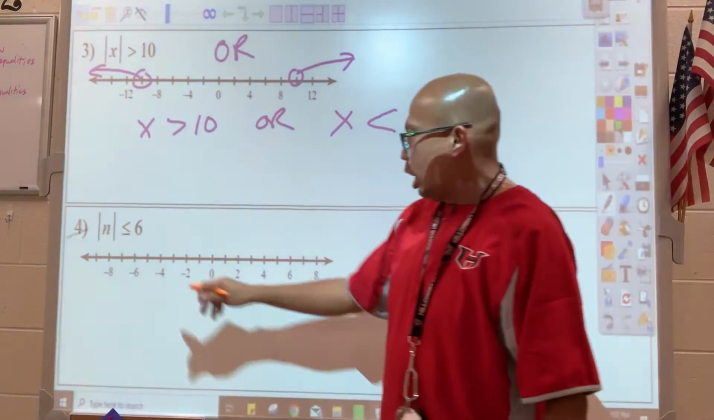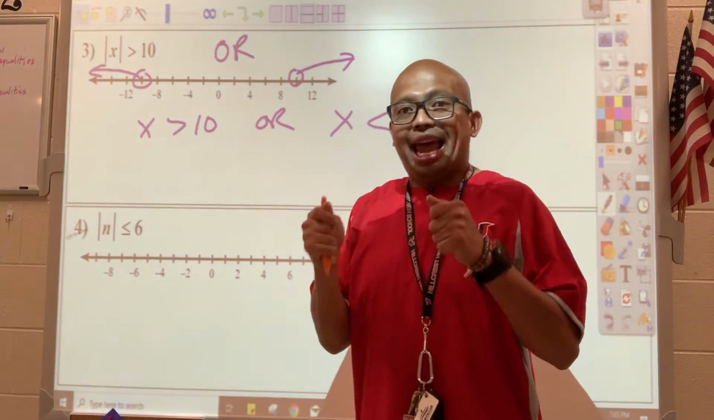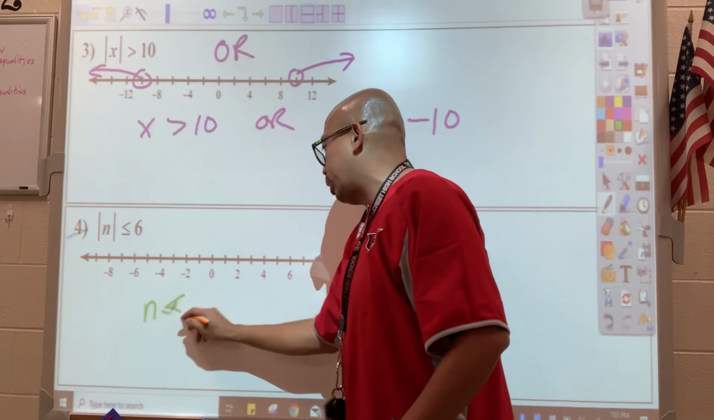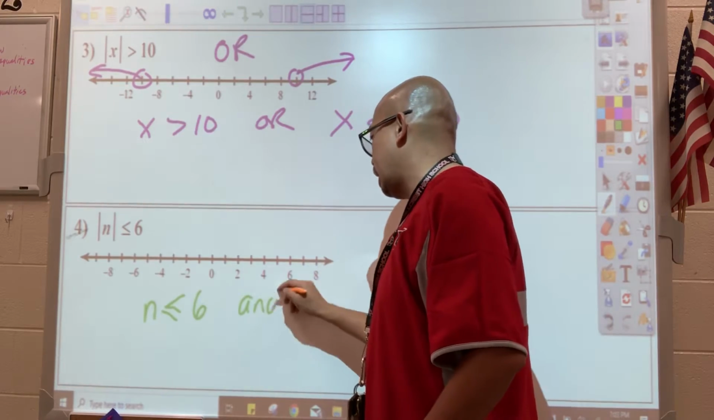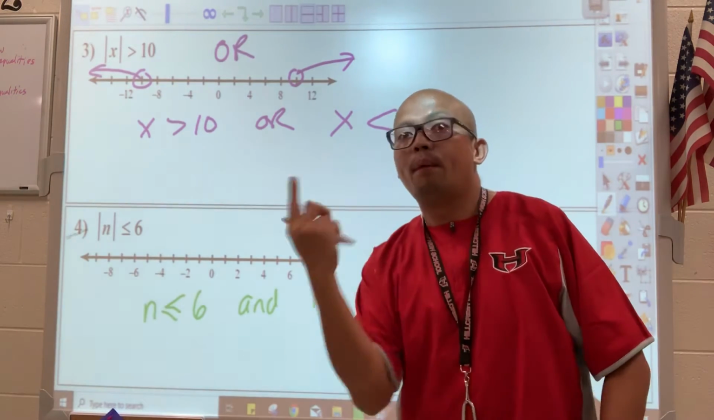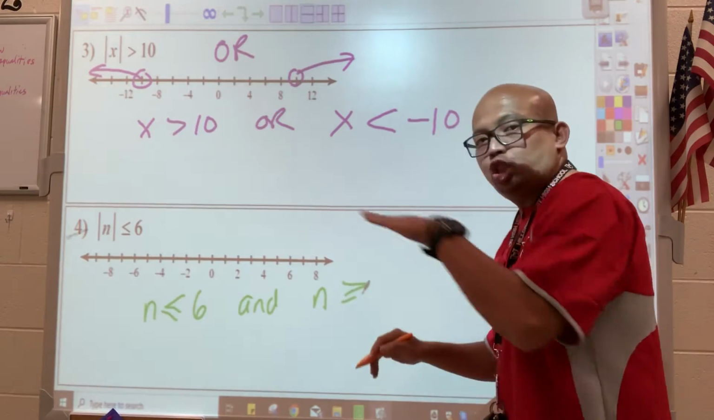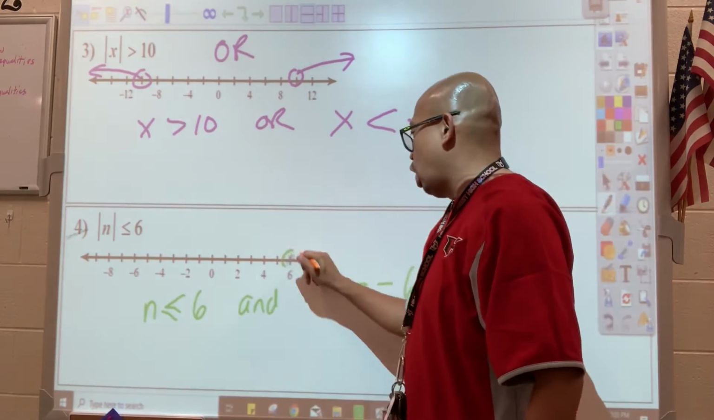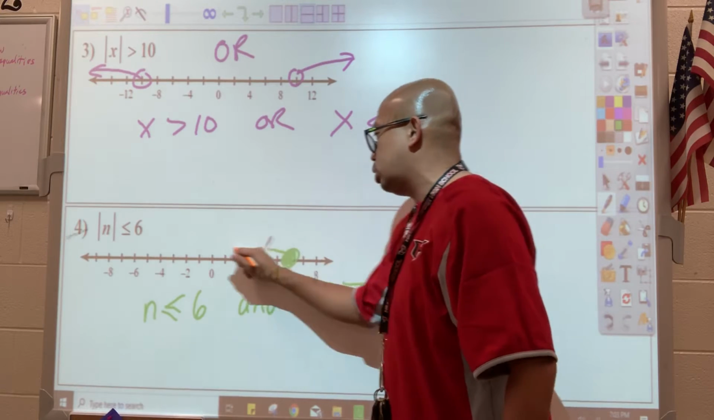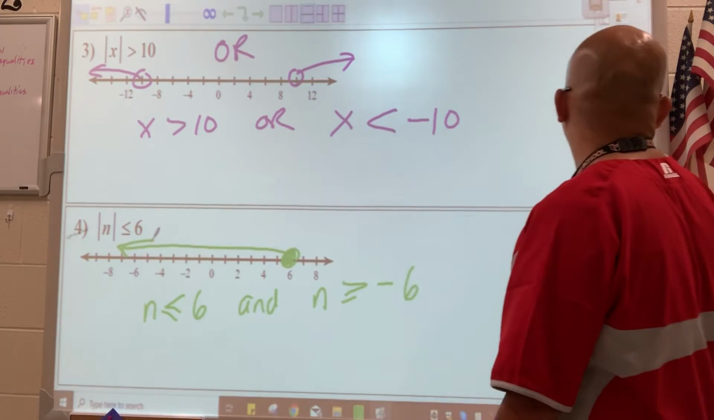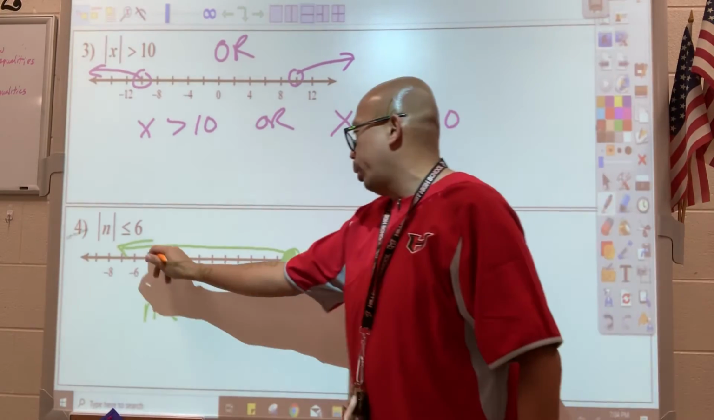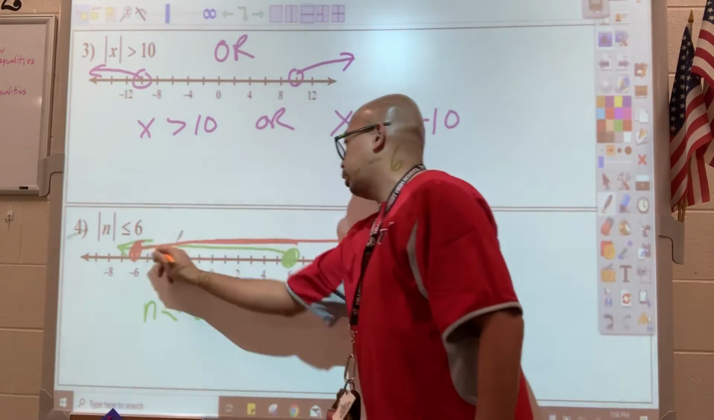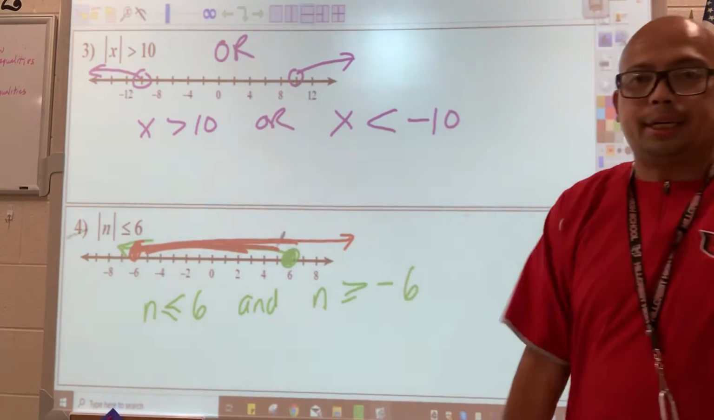For number 4, this is less than, an and. So this will be n less than or equal to 6. And what do we do? Flip it and change the sign to make it negative 6. The 6 is going to the left with closed. And the negative 6 is going to the right, closed. And we know that it intersected right over in this area.